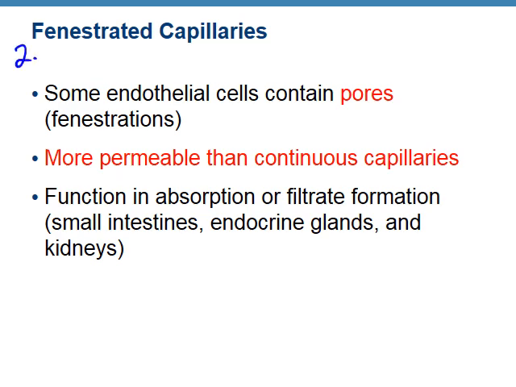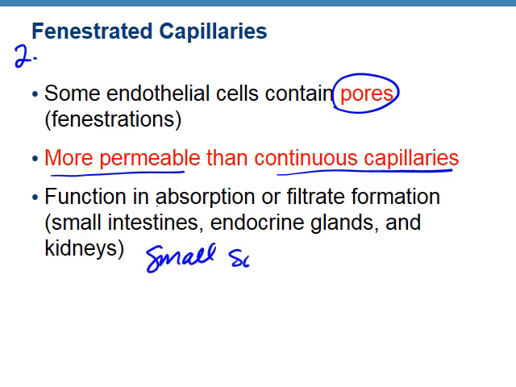The second type we have is called fenestrated capillaries. There are some pores inside the endothelial cells. This just makes the capillaries more permeable than continuous capillaries. These are going to be used if you want to absorb small, let's say small to medium solutes. So things that we might want to pick up from our small intestines, right?